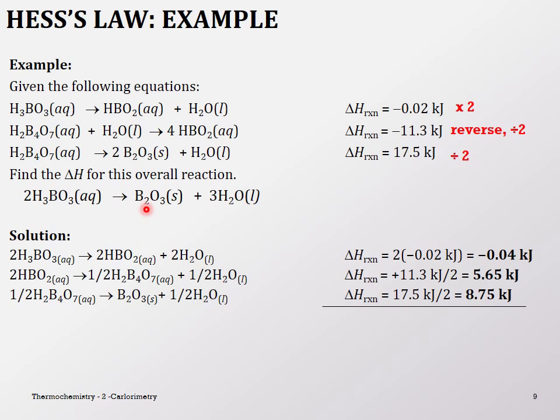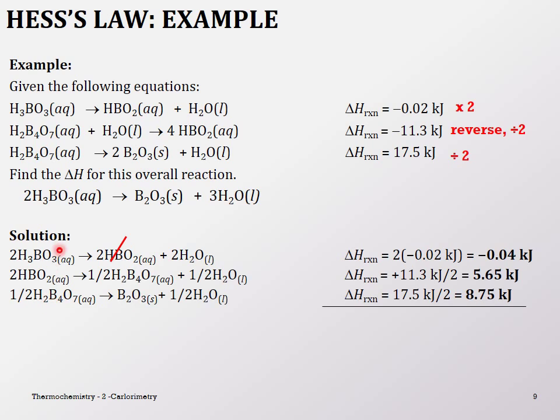So once you divide this by 2, this also becomes half and this also becomes half. No need to reverse or anything, because this is our product and this is our product as well. So that was our final equation right here. The delta H has to be 17.5 over here, which is then divided by 2.